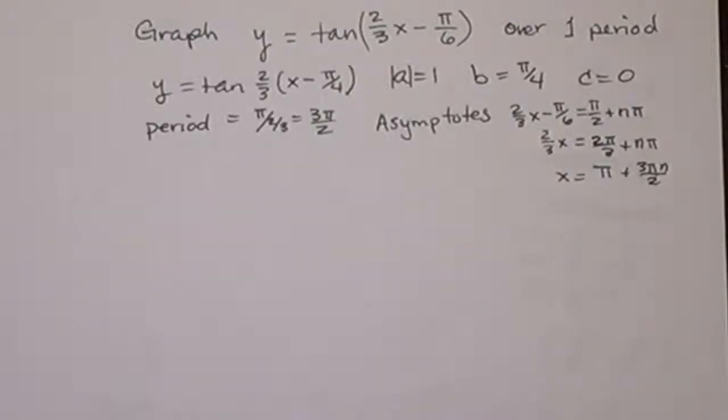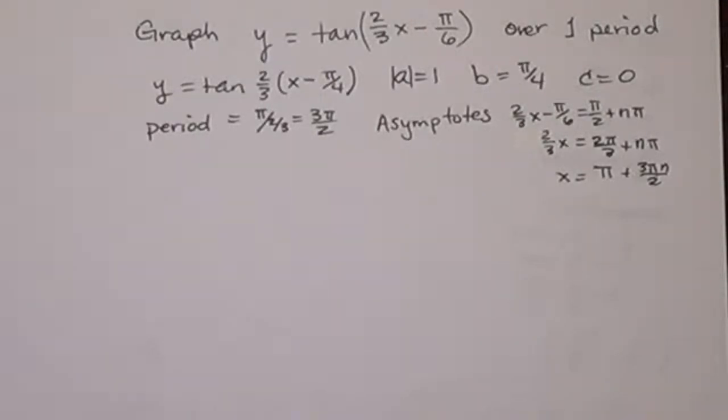So rewriting our function, y is going to equal tangent of 2/3 times the quantity x minus pi over 4. This means that our amplitude is 1, so it's no change from the regular tangent graph. B is going to equal pi over 4, so that's our phase shift. There is no vertical shift, and our period is going to be 3 pi over 2. The asymptotes, solving our equation, we see that x equals pi plus 3 pi over 2 n. So starting at pi, every 3/2 pi, we're going to have another asymptote. Now again, to get the interval, our interval starts from the negative side of 0.